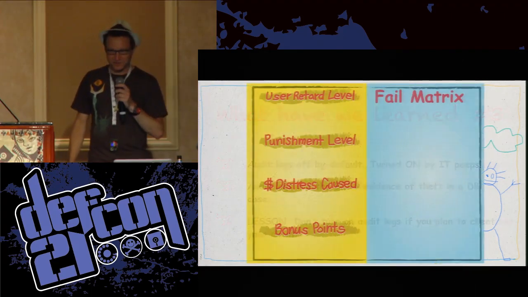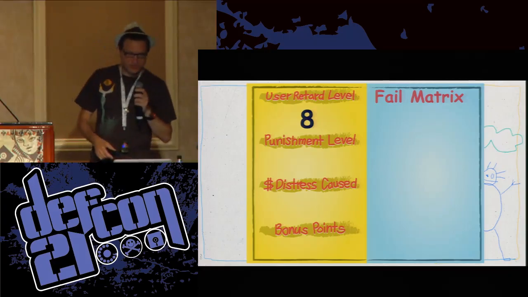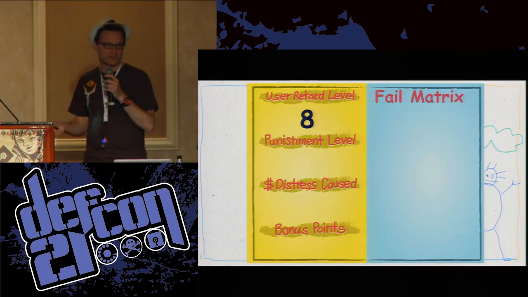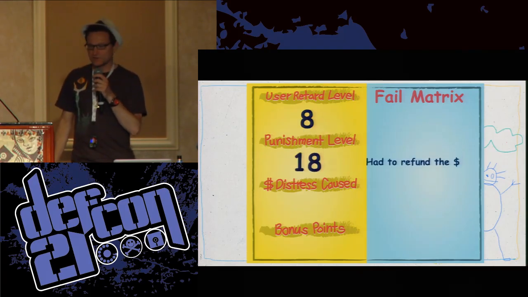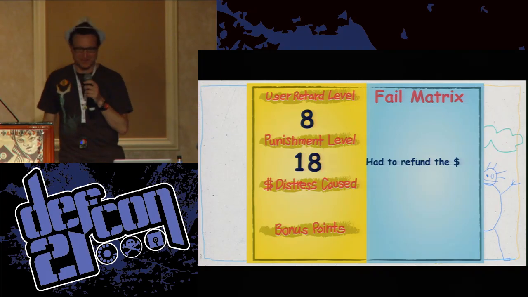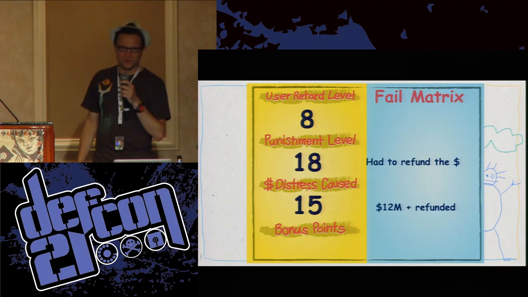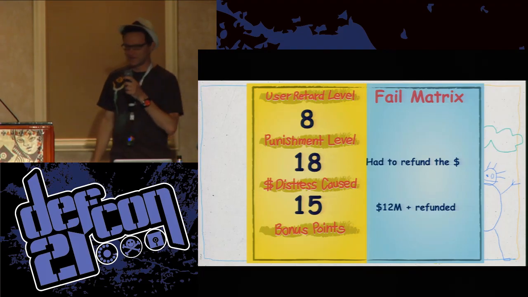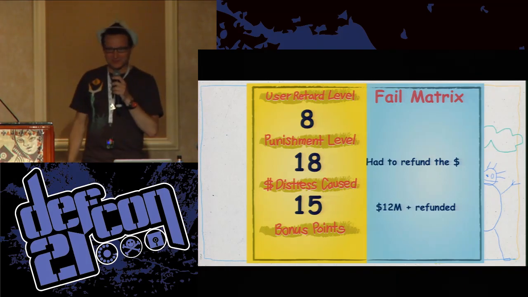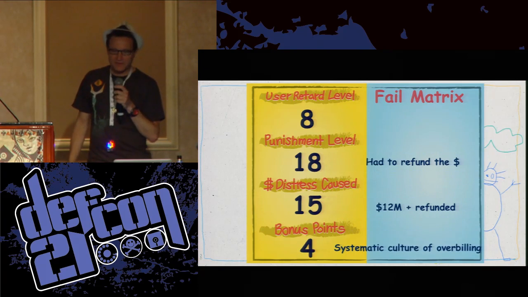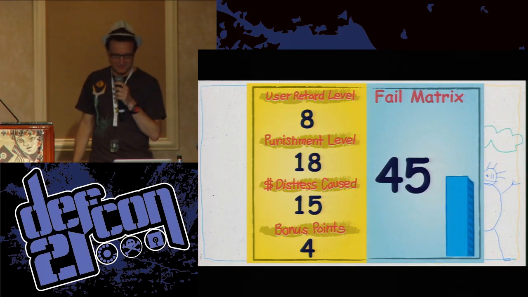So let's look at the fail matrix. I didn't give the user retard level too many points here, because it was a billing administrator. Most average people don't really know what's going on inside a database. However, they had to refund the money, so they get 18 points for that. Over the last 4 or 5 years worth of money. Yeah, it was a lot of money, about $12 million actually. So they get 15 points. I wish. And bonus points, systematic culture of overbilling. They get 45.